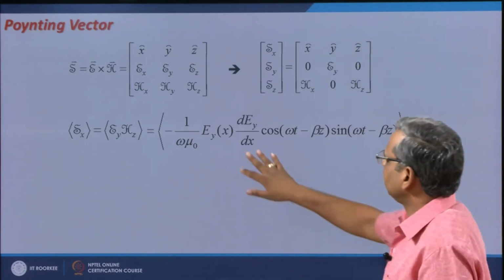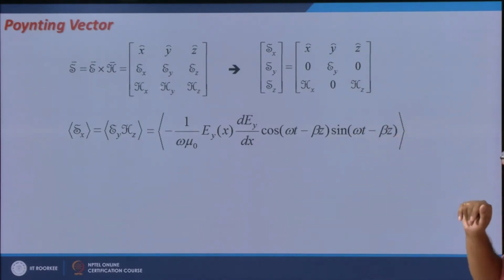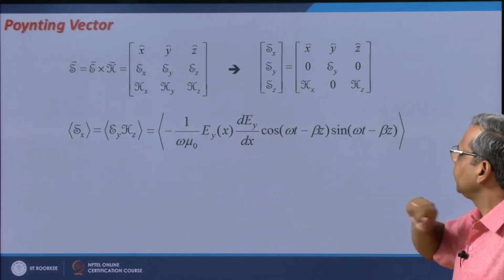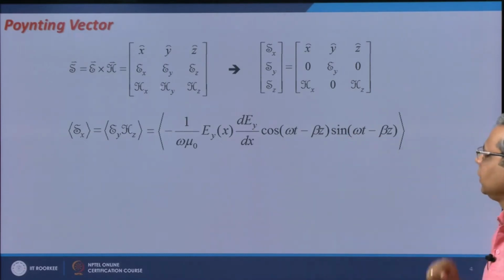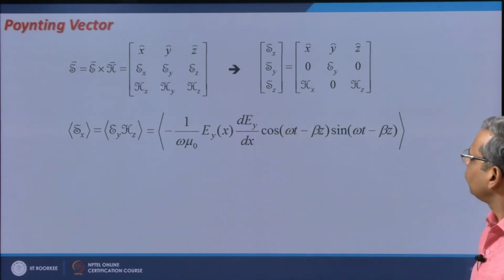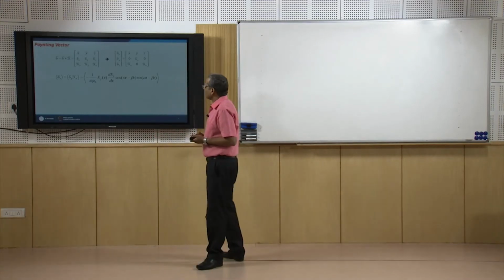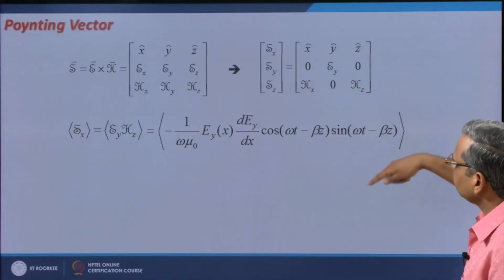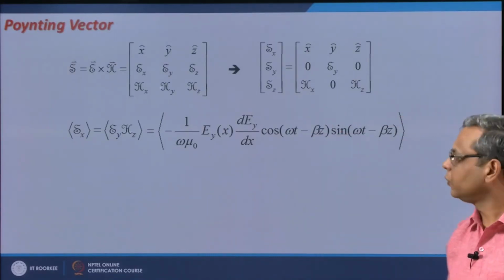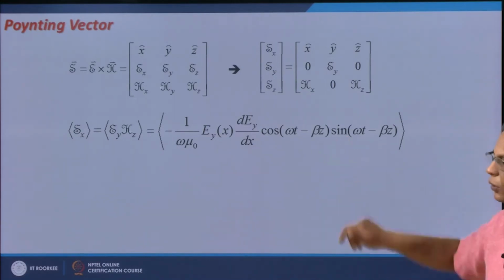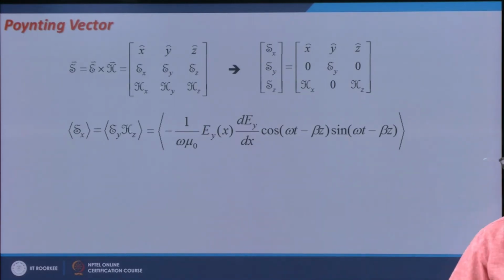this comes out to be like this, and in this what I see is a factor cosine omega t minus beta z multiplied by sine omega t minus beta z. So, this is something like half of sine 2 omega t minus 2 beta z. So, this is fluctuating, and if I average it over a complete cycle for any value of z, the average value would be 0, the time average would be 0. So, this gives me 0.